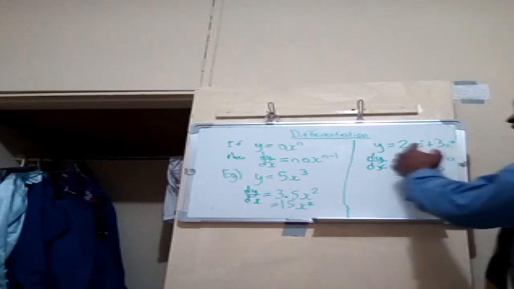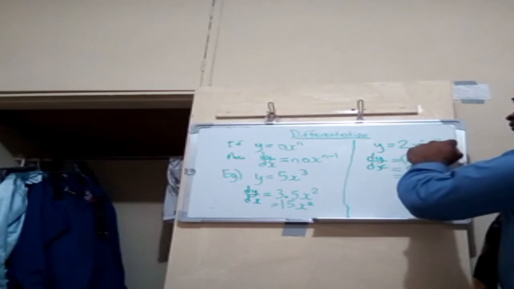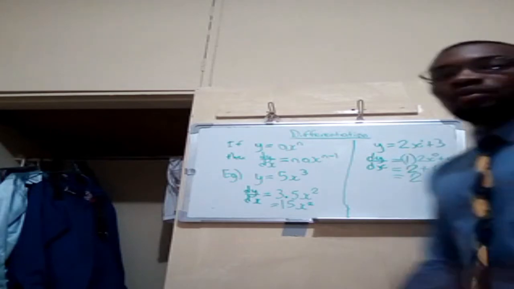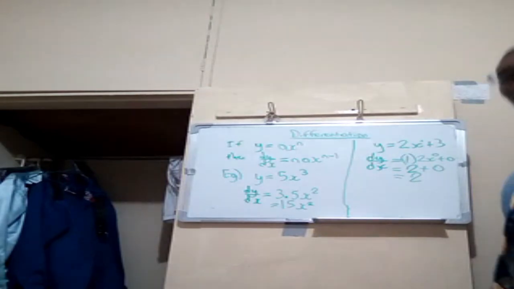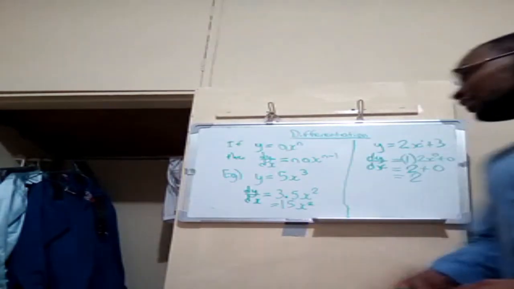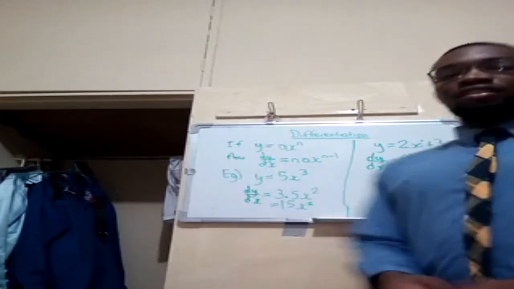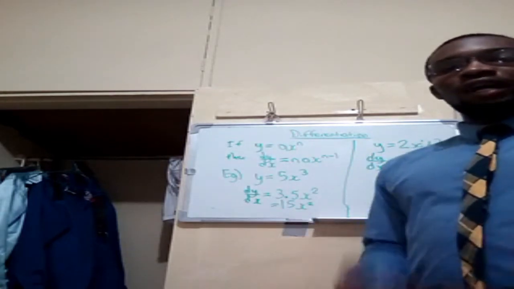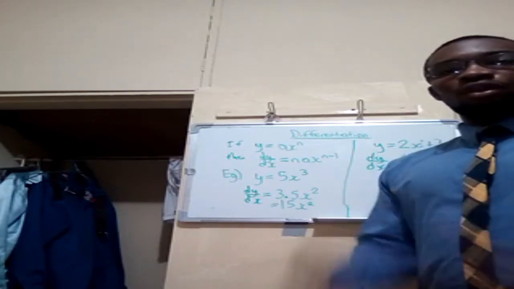We could have just looked at it and told that the gradient is 2, right? But this is how we actually do it, using differentiation. Alright, now there are many more rules. This is just the general rule that we use for differentiation when you have a single term. Now we're going to look at the rule for differentiating sums and products.